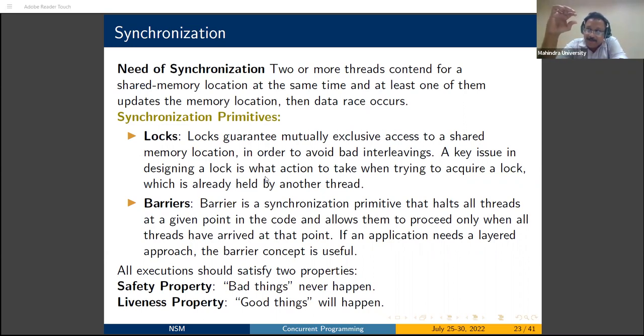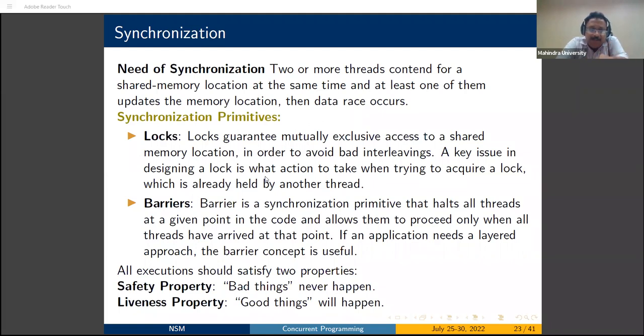By using the reentrant lock, we create a critical section, right? Before a thread enters the critical section, it acquires the lock. After it comes out of the critical section, it releases the lock. Then only some other thread will be allowed into the critical section. Locks guarantee mutually exclusive access to a shared memory location in order to avoid bad interleavings.